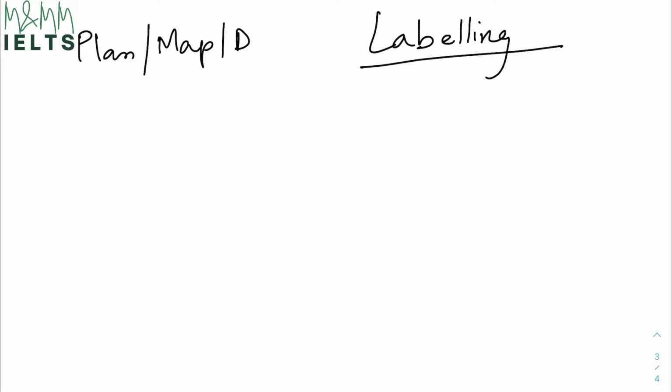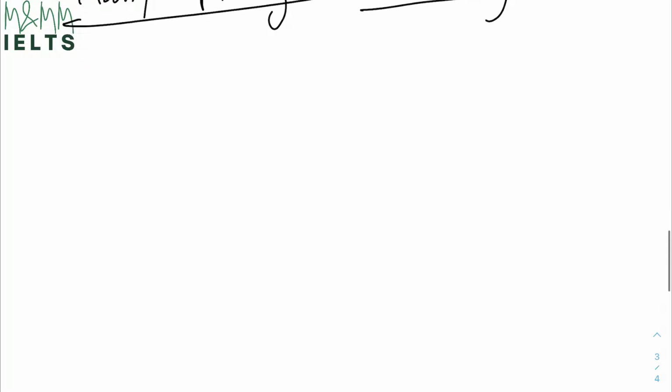Labeling. This is a common term, labeling. Now, what can you get in labeling? A plan, a map, or a diagram. You can get any of them, all right? Now, in the simplest possible way, how can we understand what this topic actually means?